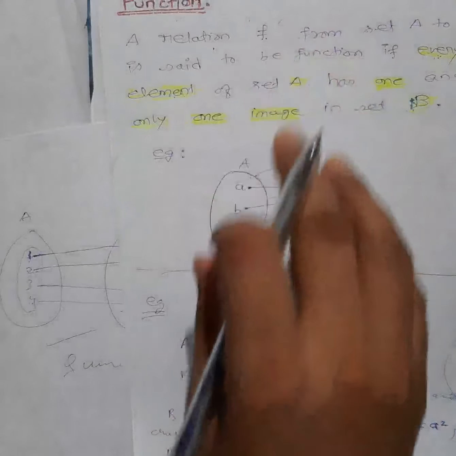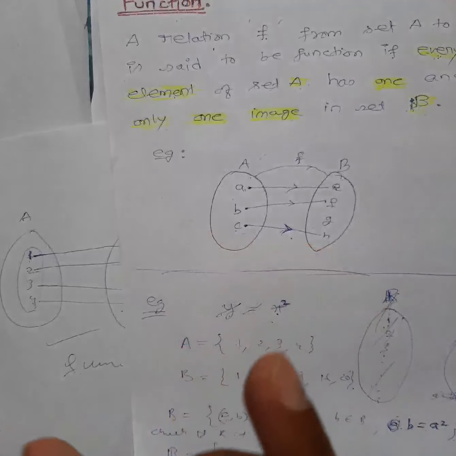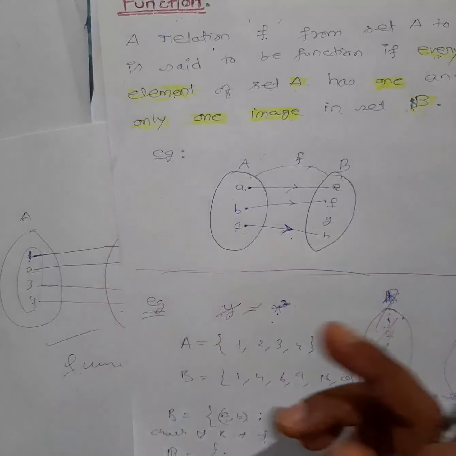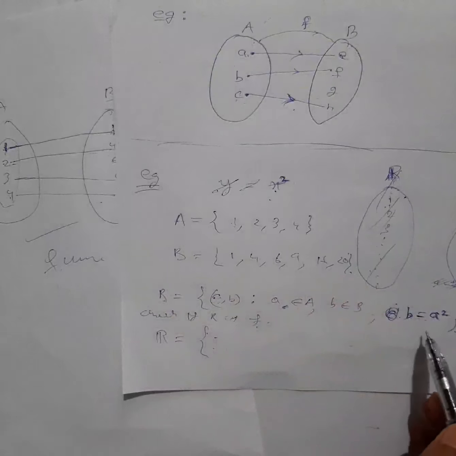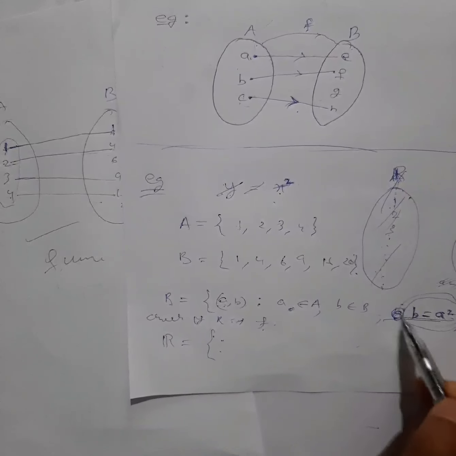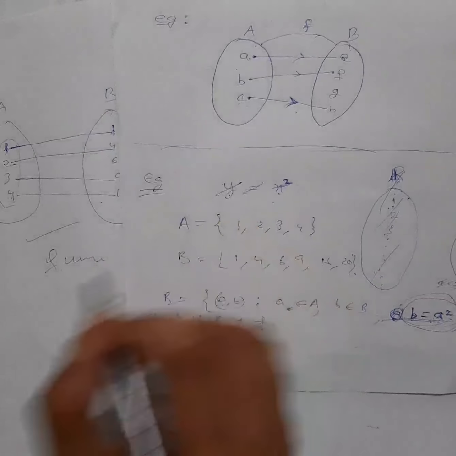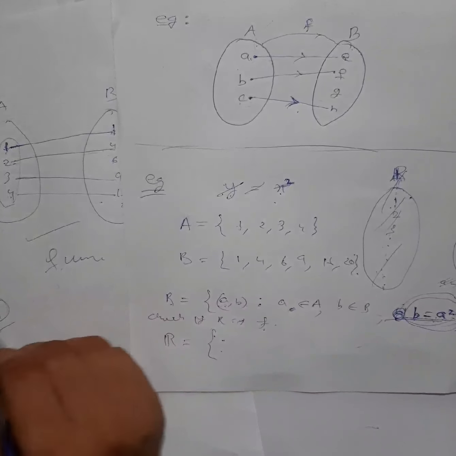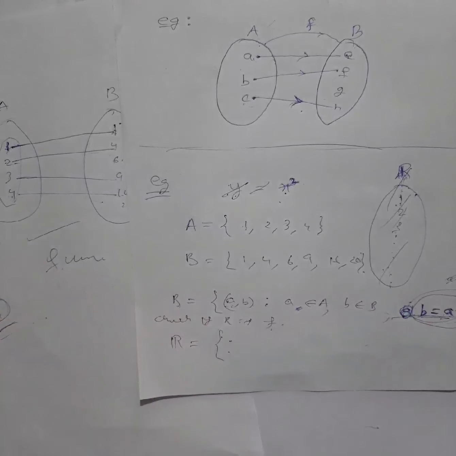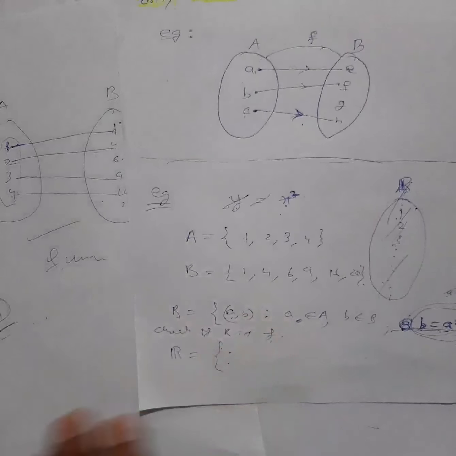Now after this, there are some special types of function we are going to discuss. This is a very simple function I have given, this relation, b is equal to a square. Now we have more functions which are very special kinds of functions, so we will define those functions and try to understand what those functions are in the next video. Okay.